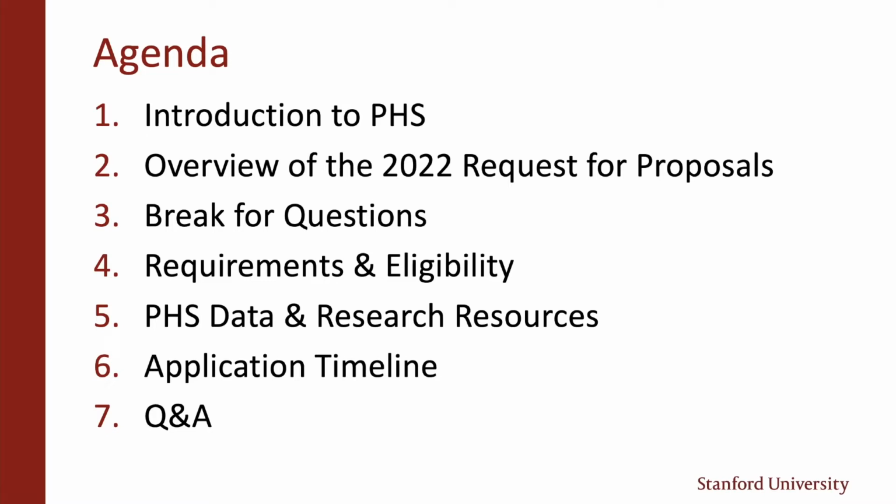So we'll start out with a brief introduction to PHS and then an overview of what we're looking for this year, which is actually a little bit different than what we've done in past years. We're always trying to update and do some new things to do what we think is most useful, especially for supporting T3 to T4 research, looking at how we can improve health in the population and the community. And then we'll have a little break for questions after I talk about the three tracks for applications that we're looking for.